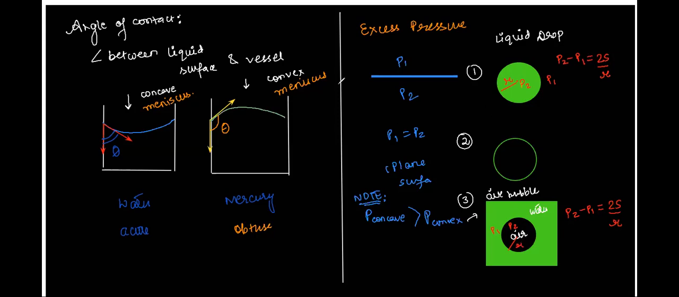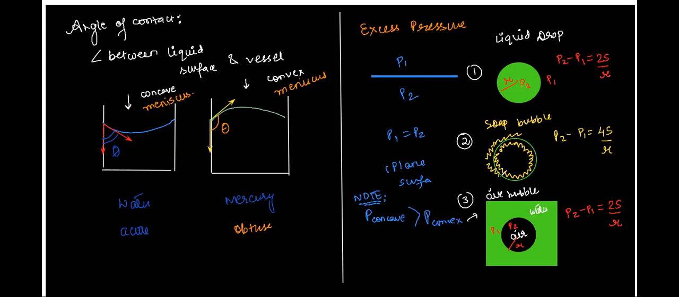Now take the case of a soap bubble. In case of a soap bubble, you have this expression, P2 minus P1. There are two surfaces, so instead of 2S, what should I write? 4S. Because there are two surfaces. This is one surface, or more than surface, I should say interface between air and water. That is how a surface is formed.